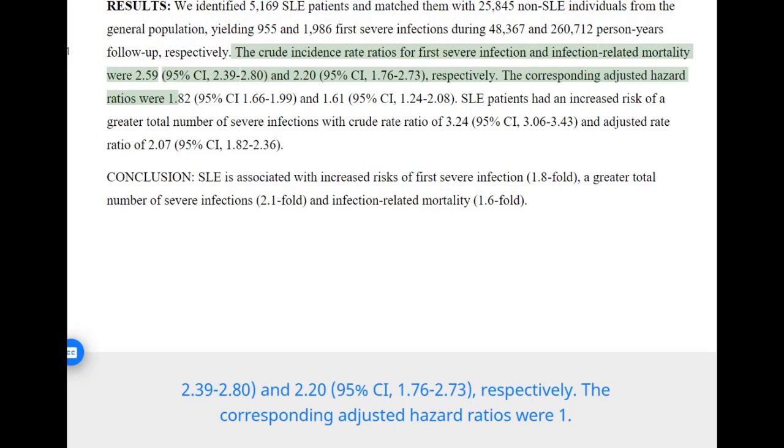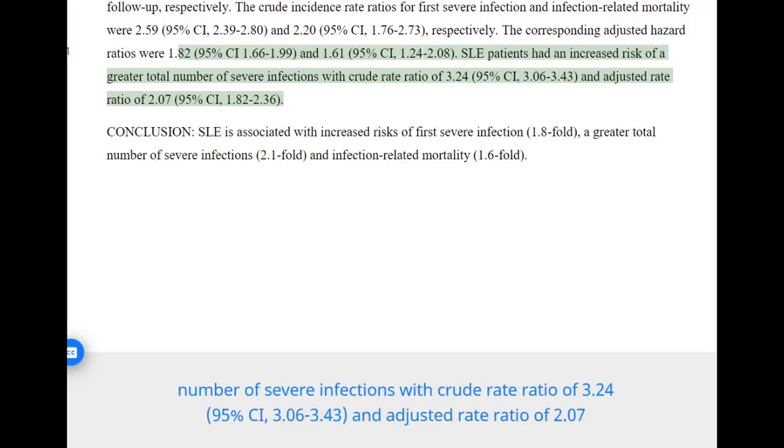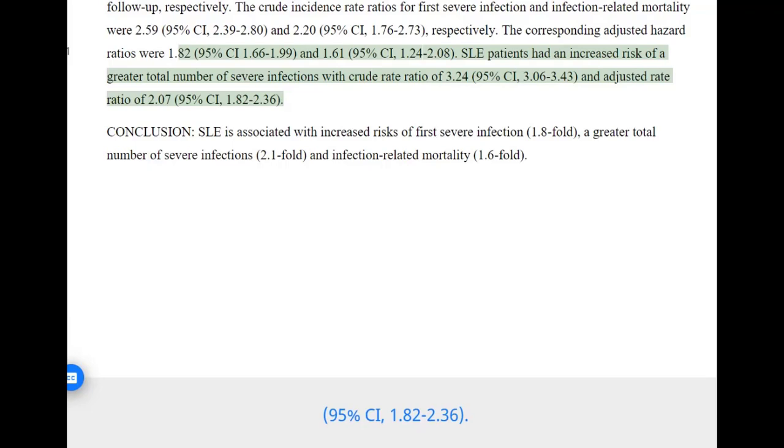2.39 to 2.80, and 2.20, 95% CI, 1.76 to 2.73, respectively. The corresponding adjusted hazard ratios were 1.82, 95% CI, 1.66 to 1.99, and 1.61, 95% CI, 1.24 to 2.08. SLE patients had an increased risk of a greater total number of severe infections with crude rate ratio of 3.24, 95% CI, 3.06 to 3.43, and adjusted rate ratio of 2.07, 95% CI, 1.82 to 2.36.